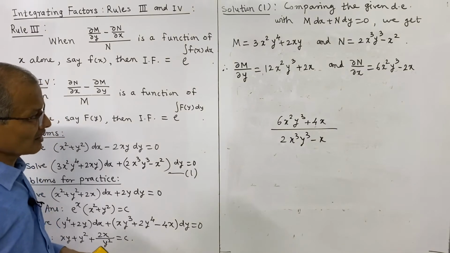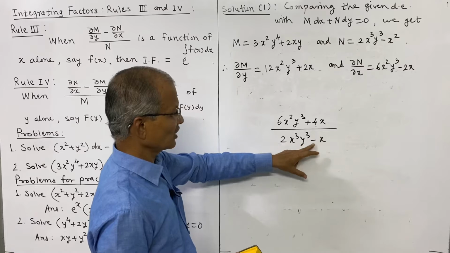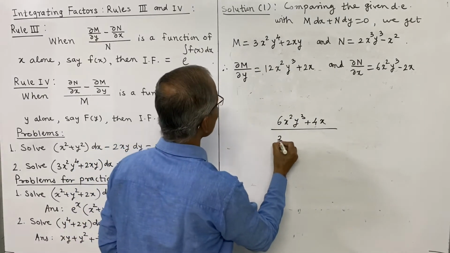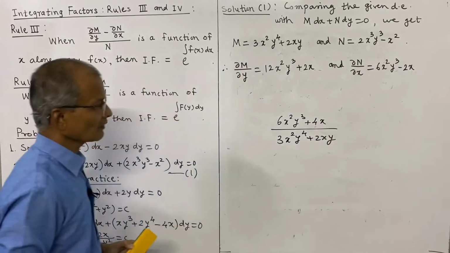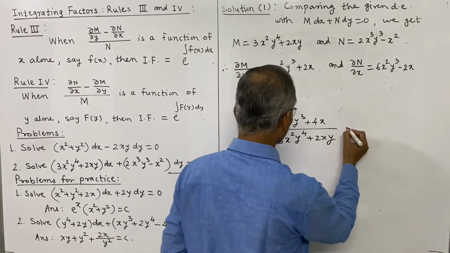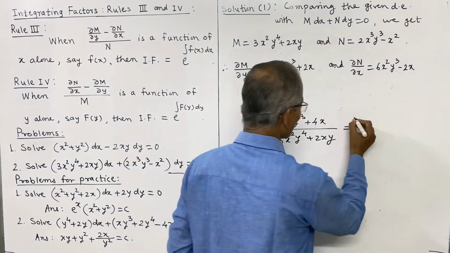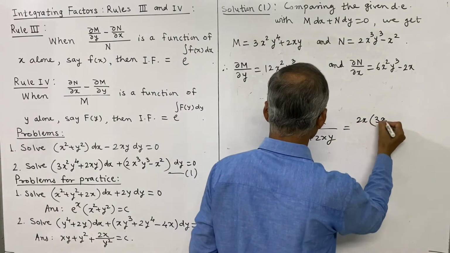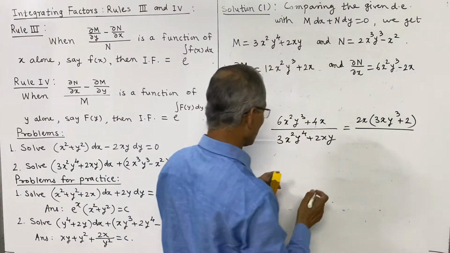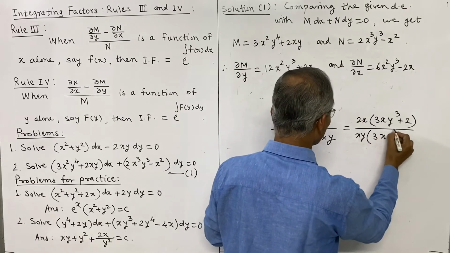Now see, this cannot be simplified. Y cube cannot be cancelled this way, because there is addition here and subtraction here. So this will not work. And if I consider M as the denominator, what is M? 3x square y power 4 plus 2xy. Now from the numerator we can take 2x common. So 2x common, and what remains in the bracket is 3x y cube plus 2 in the numerator. In the denominator, what can be taken common is x into y, and in the bracket it remains 3x y cube plus 2.